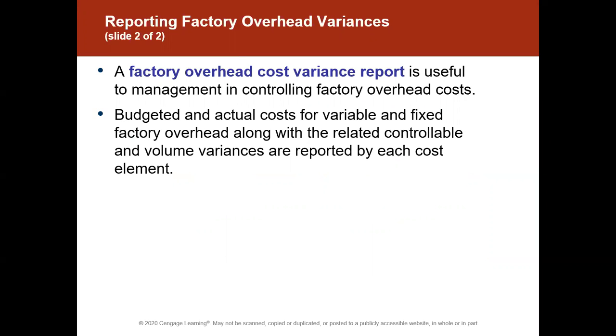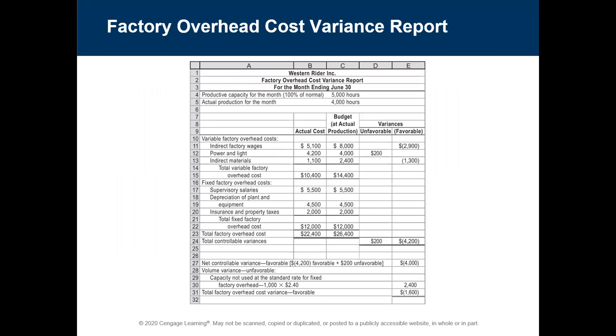So a factory overhead cost variance report is sometimes useful. So that was direct materials and direct labor. And remember, overhead's this weird thing because it's an allocated cost. And so it's a little bit different when we're figuring out difference in costs, because all we're doing is taking those overheads and dividing them up among the products, right? So an overhead cost variance report is a tool we can use where it has the budget and actual cost for variable and fixed factory overhead, along with related controllable and volume variances. So this is kind of what one looks like.